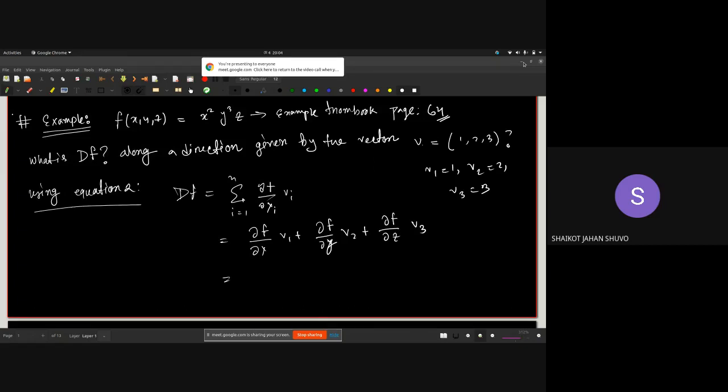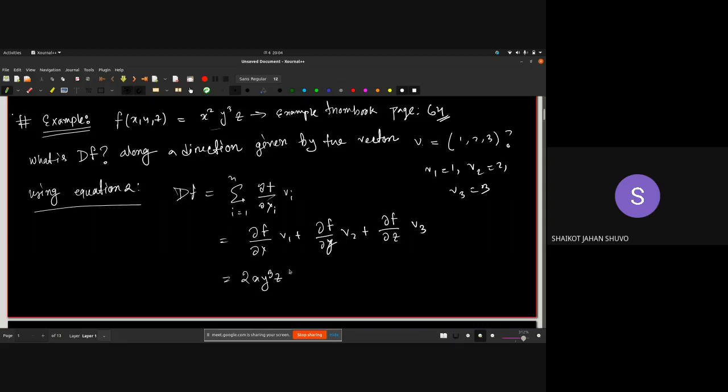Now it's just a matter of taking partial derivatives. If you take the partial derivative, this is just 2x y cubed z. By the way, is there anyone who is not comfortable with partial derivatives? If so, you should let me know. Partial derivative means that when you are differentiating with respect to x, you treat everything else, whether it's a variable or not, as a constant. You are only considering x to be a variable. So when I differentiate x square y cube z with respect to x, I treat y cube and z as constants, and I only differentiate with respect to x, and that gives me 2x multiplied with y cube and z.